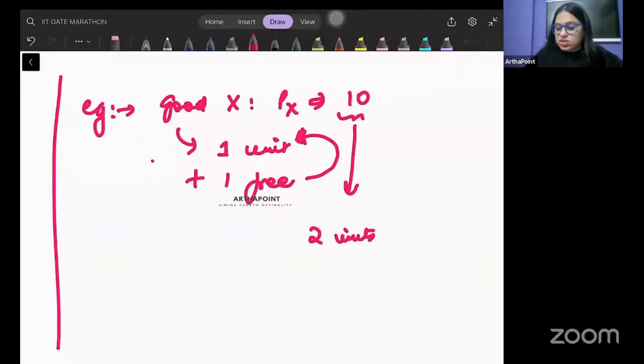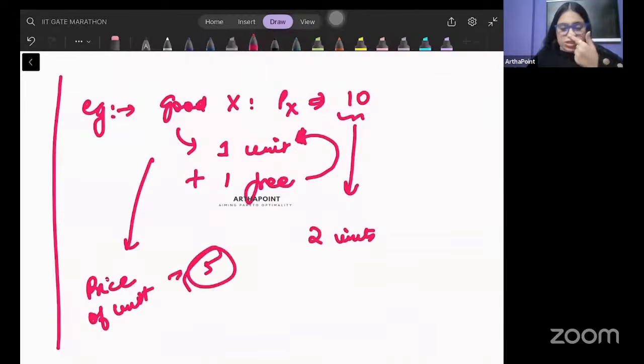So under BOGO scheme, in the real sense, the price of each unit of X is only 5 rupees. So BOGO scheme, you just divide the price by 2. That is how you find the price.